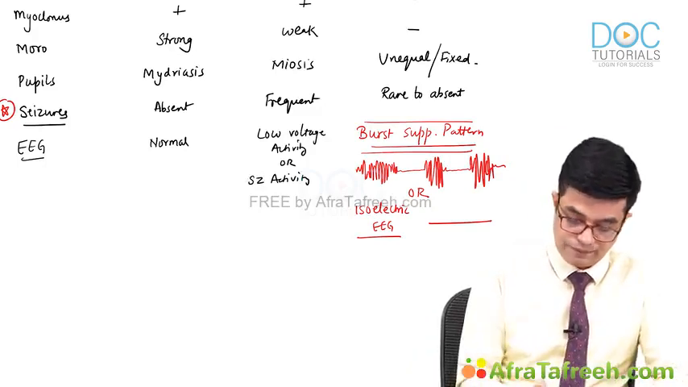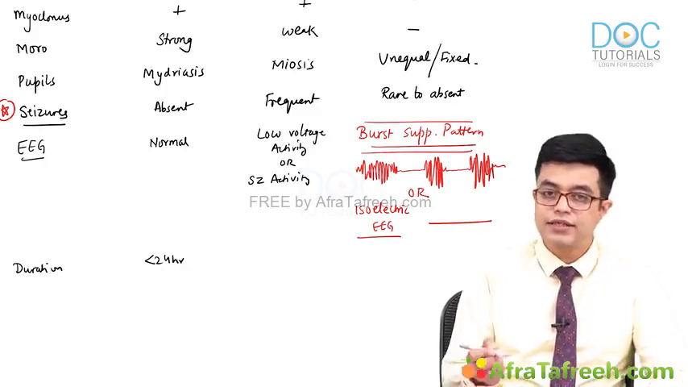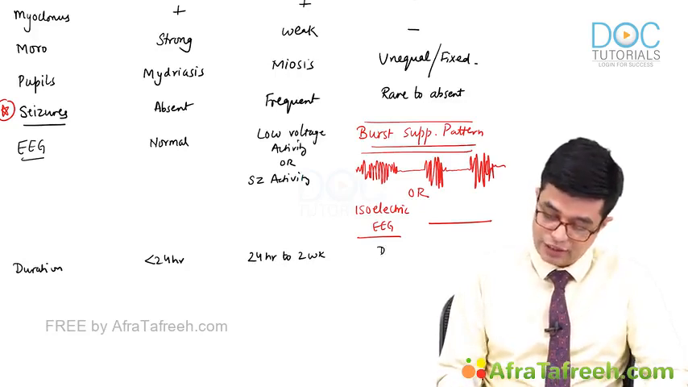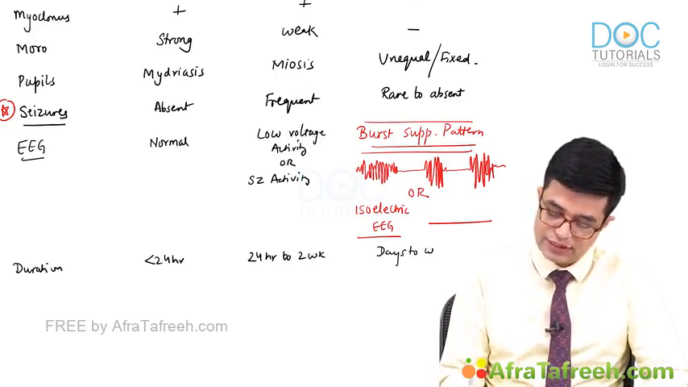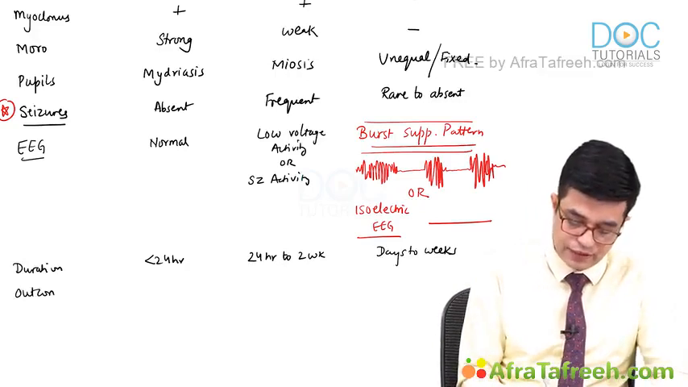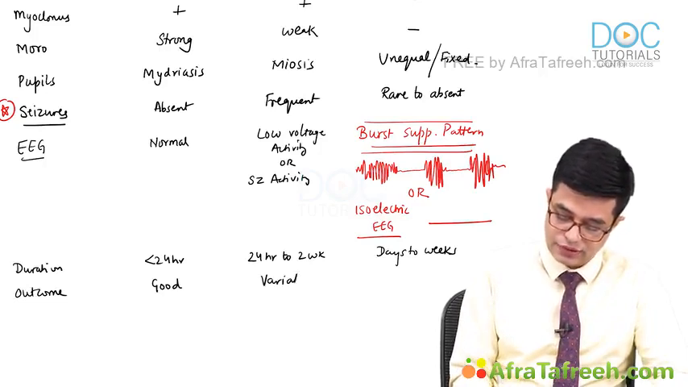Moving to duration. Stage 1, the patient usually lasts for less than 24 hours. Stage 2, it lasts from 24 hours to 2 weeks, that is 14 days. And stage 3 may last for days to weeks, even months it can persist. Then what is the outcome? It is good, it is variable, it is poor.